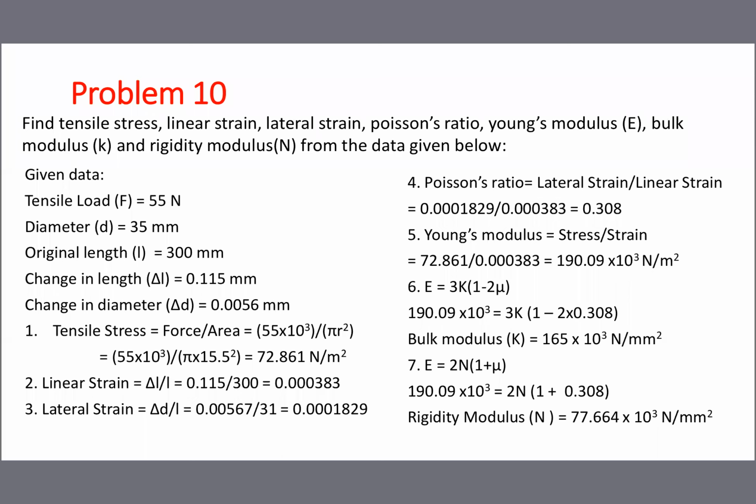Then second, linear strain. The linear strain formula is change in length divided by original length. Change in length is nothing but delta L. Delta L means L2 minus L1. Both data are directly given: 0.115 change in length divided by original length 300. Check the unit, both are mm, so the unit gets cancelled. Without the unit, linear strain is equal to 0.00383.